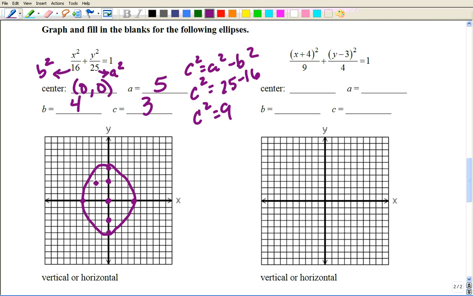Maybe you can draw a better ellipse than me. Okay, so this was the ellipse, and it was vertical because that a squared term was first. So let's scroll down a little bit.